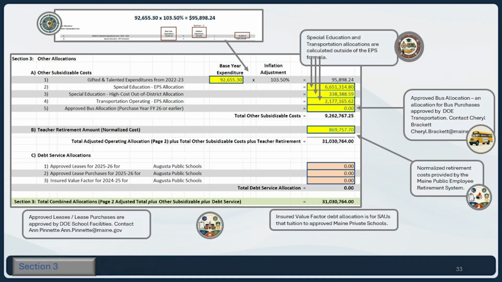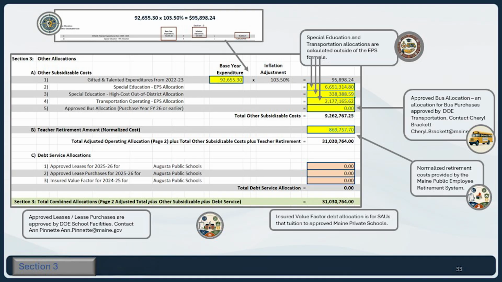We had an SAU a couple years ago who had very inaccurate data submitted to Maine PERS, and this hurt their EPS subsidy by an extreme amount. And it took a lot of work to get it approved to allow us to use an updated Maine PERS value in this field. So data, again, very important.